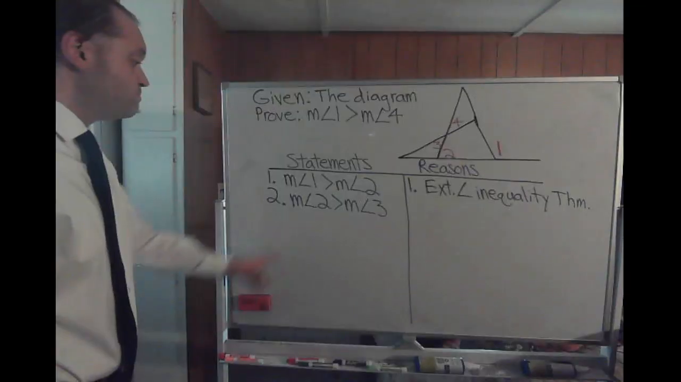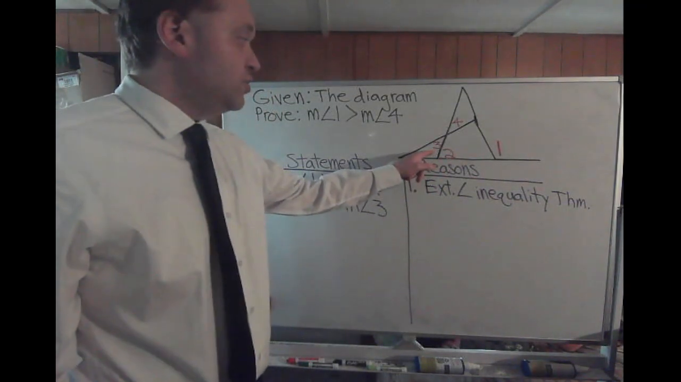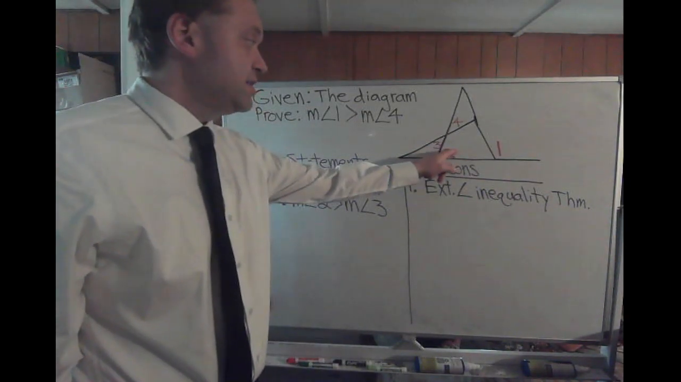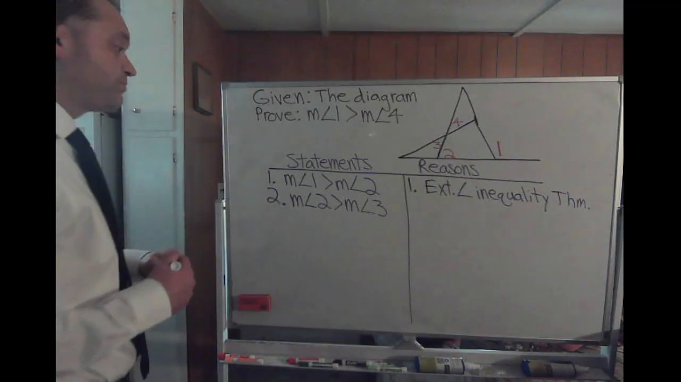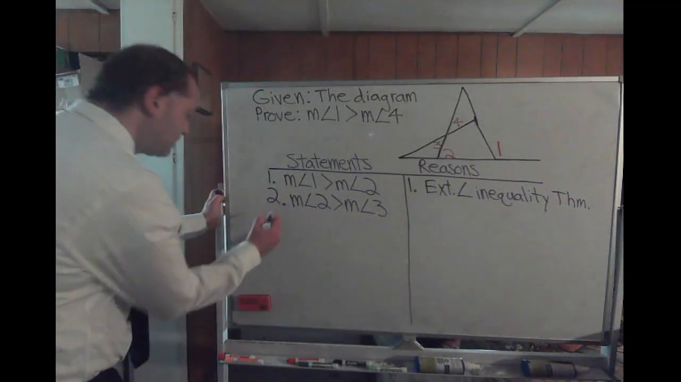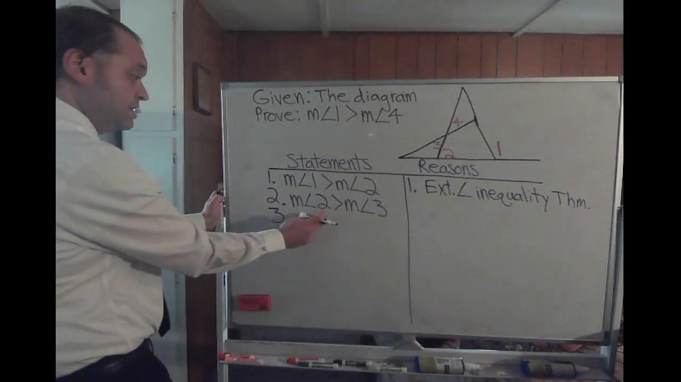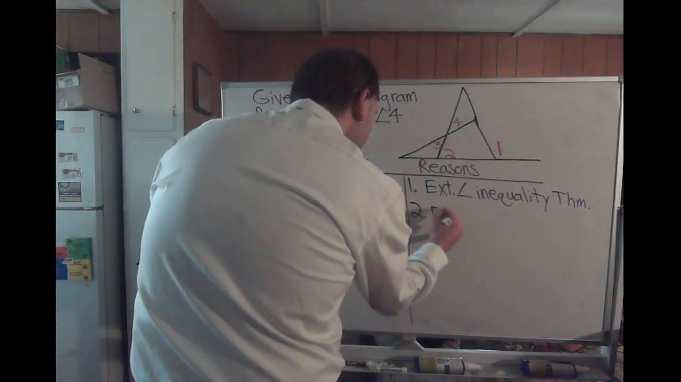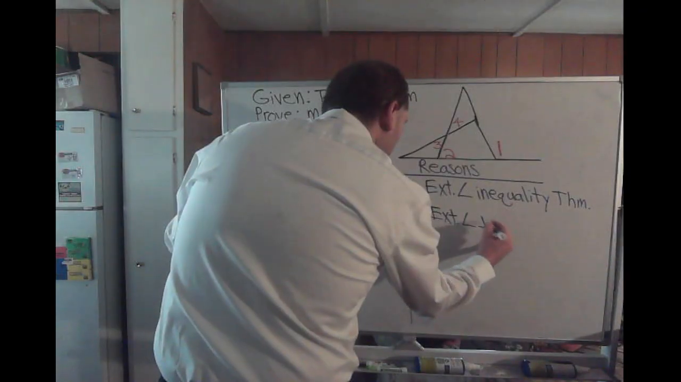Because in this triangle, angle 3 is a remote interior angle. Angle 2 would be the exterior angle for this little triangle here that contains angle 3. So now, the reason for angle 2 being greater than angle 3 is also going to be by the exterior angle inequality theorem.